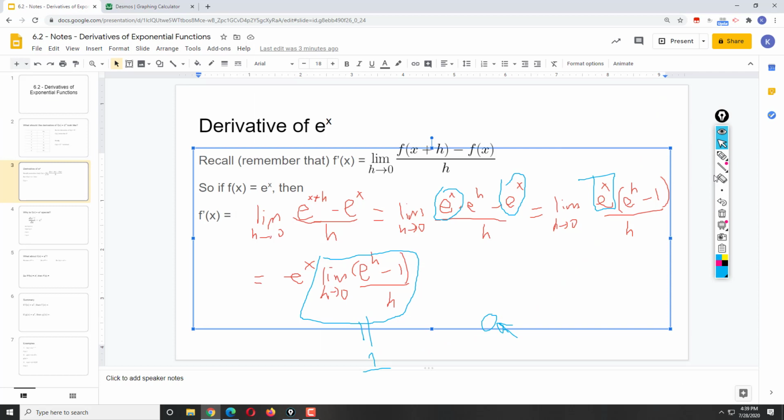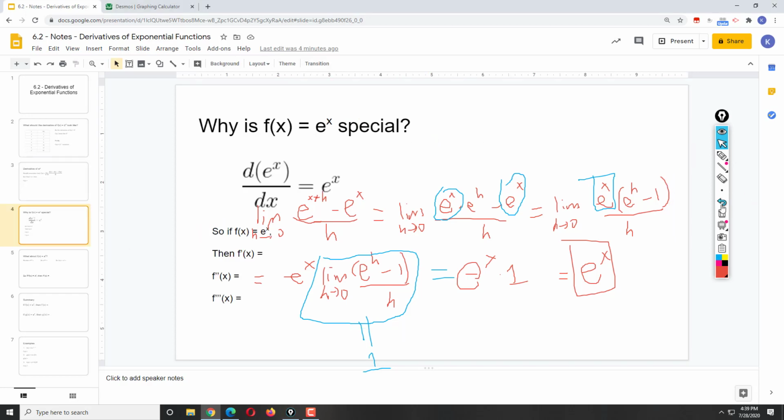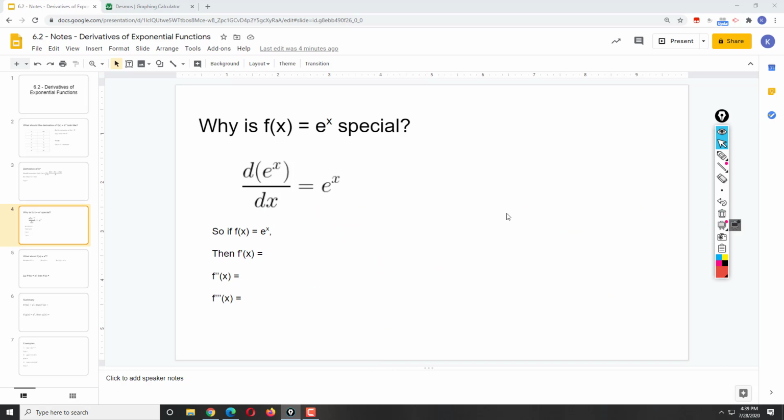Well, if this whole thing is equal to 1, then that makes it easy. It's e to the x times this whole thing that's equal to 1. E to the x times 1 is just e to the x. Okay? So what did we find? Well, we find that if f of x is e to the x, the derivative f prime of x is also equal to e to the x. That's what makes e to the x special in calculus.